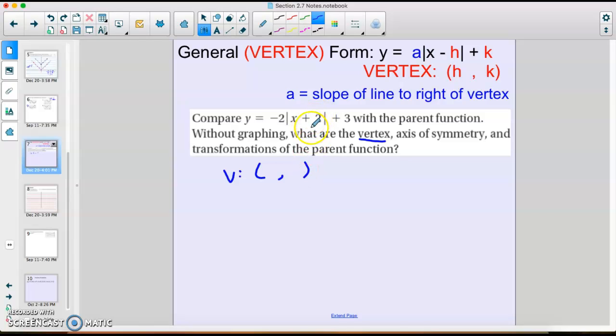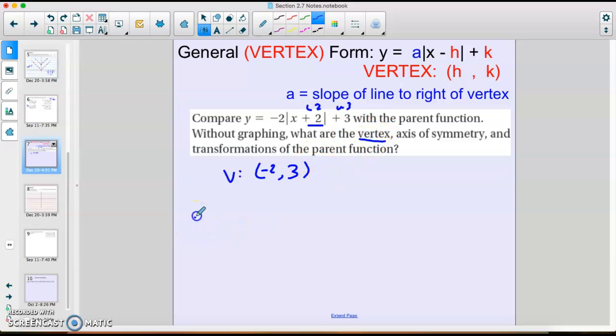Okay, so let's think about what's going on here. Does it go to the right or to the left? Remember, if it's inside the absolute value, we're going opposite of what you think it should be. So we're actually going to the left 2, and then we're going to go up 3. Okay, so to the left 2 would be -2, and then up 3 would be 3. So our vertex is at (-2, 3).